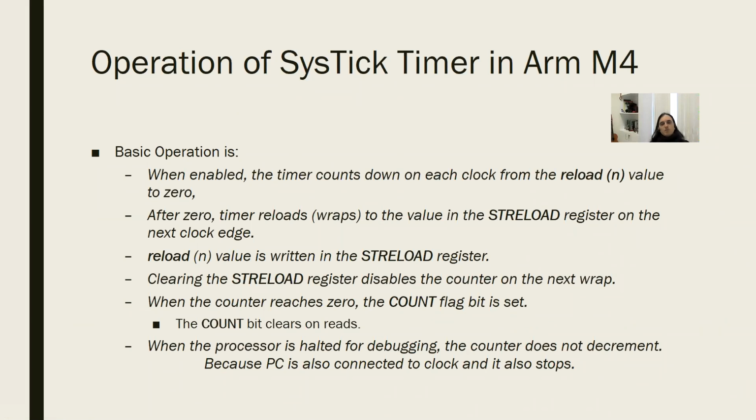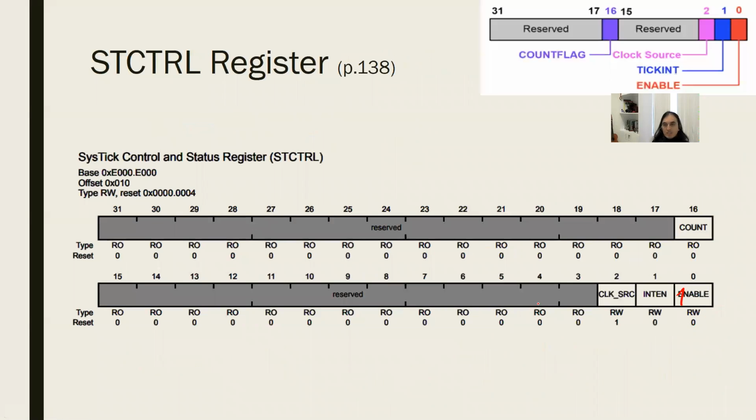Okay, when the counter reaches 0, be careful. Two things happen. The ST reload value is set to the current value, and the count flag is set. What was the count flag? We talked about this. This is set. This is 1. And if you read that, it becomes 0 again. If you don't read it, it stays 1. Strange behavior, but that's the design. So that's how it works.